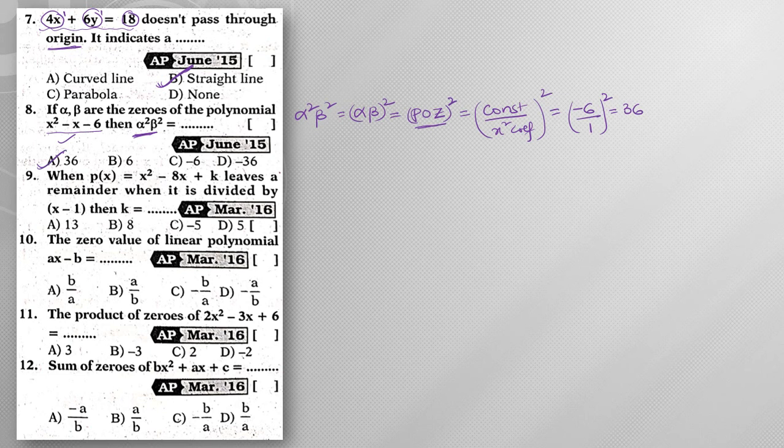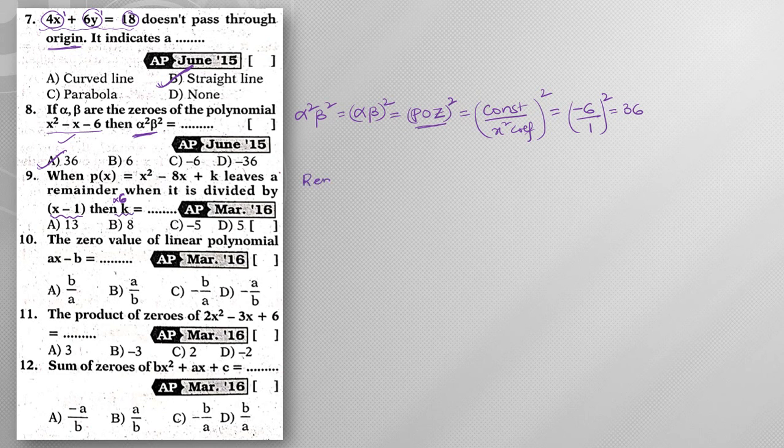Next, when p of x is equal to x square minus 8x plus k leaves a remainder... Here the remainder is not given. Here the remainder is 6. Okay, so here there is a printing mistake. It leaves a remainder 6 when it is divided by x minus 1. Then what is the value of k? What is he saying with x minus 1? When you substitute x is equal to 1, that means the remainder is 6.